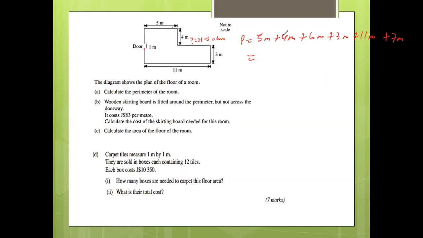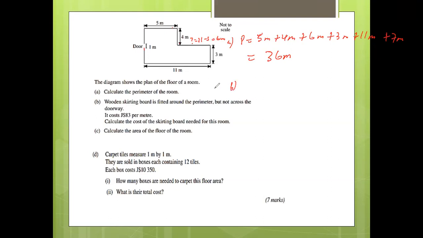Five plus 4 plus 6 plus 3 plus 11 plus 7. What do we get? Anyone? 36. 36. You see what is happening now? So this is 36. All right. So we finish with that one. This is A. So do the correction for me, please.